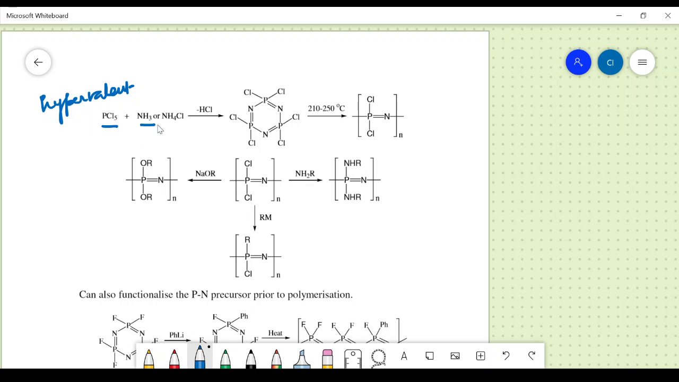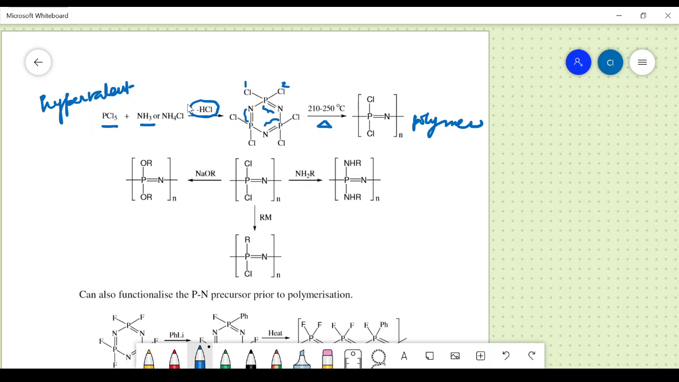And if you have a sufficient quantity of ammonium chloride or ammonia, usually you can take liquor ammonia, which is very strong, that directly comes with toluene. If you put both of them together, there is a condensation, HCl is removed, and you get this trimer: one PN here, another PN here, and a third PN here. All of them are attached to 2 chlorine atoms. Then if you heat them at 210 to 250 degrees centigrade, you get this polymer. This polymer is called polyphosphazene.